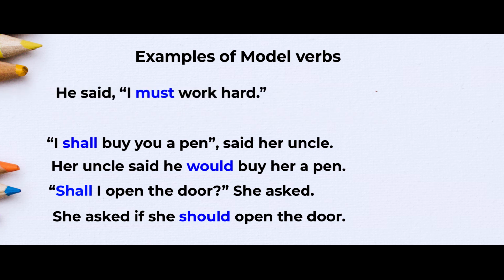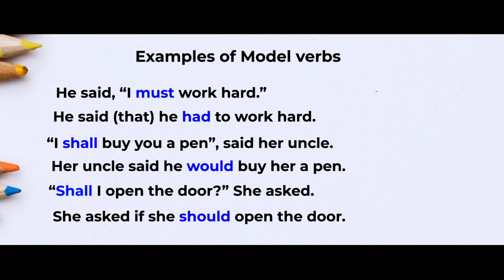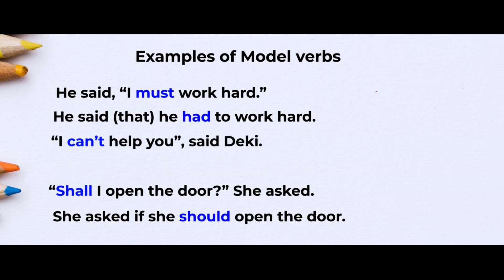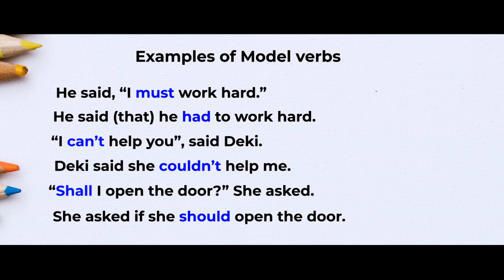He said, I must work hard. He said that he had to work hard. I can't help you, said Dickie. Dickie said he couldn't help me. So if you look at the modal verbs, they are all highlighted. See, shall, should, must, had to, can't, couldn't.